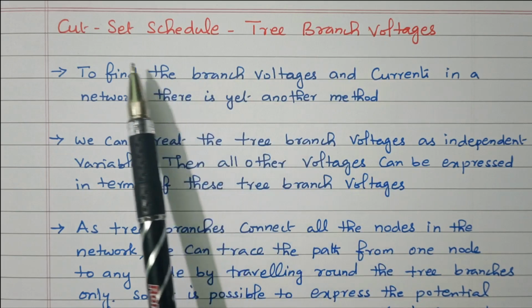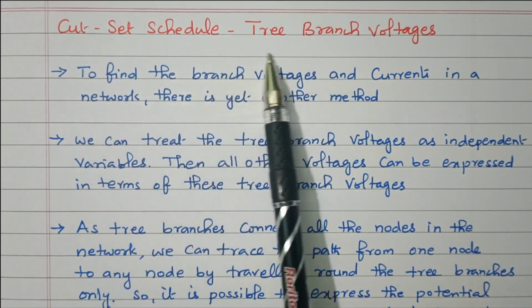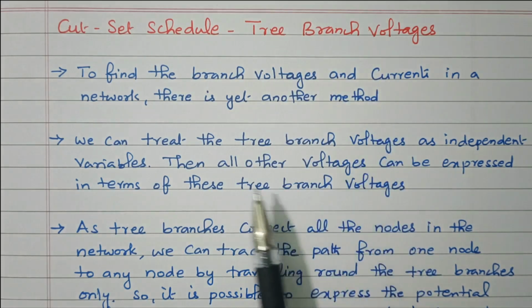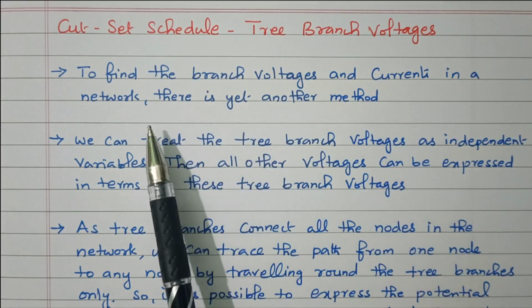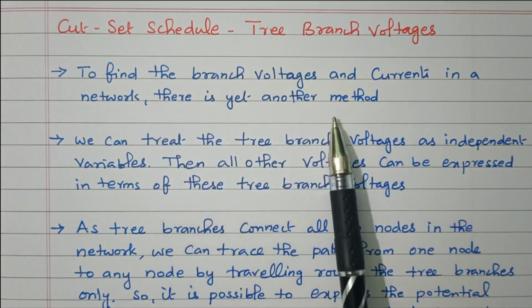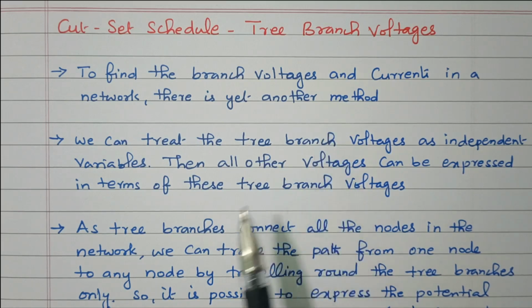Now we'll go to the topic. One of the topics in network topology is cut set schedule tree branch voltage. To find the branch voltages and currents in a network, there is another method available. There are two methods, tie set schedule and cut set schedule. This is coming under cut set schedule.